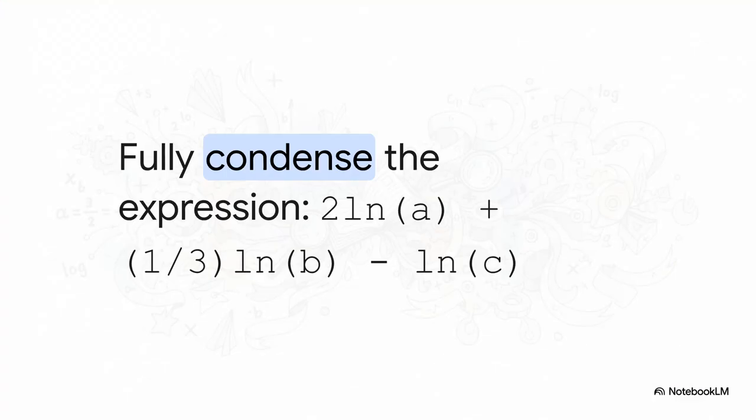So here's our problem. We need to condense 2 times the natural log of a plus 1/3 times the natural log of b minus the natural log of c. We're literally just going to work backwards from what we did when we expanded. So first we'll deal with the coefficients, then the addition, and we'll finish up with the subtraction.